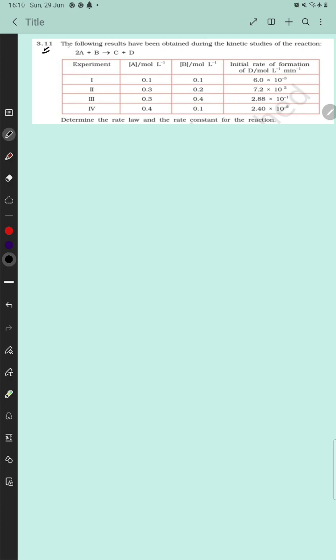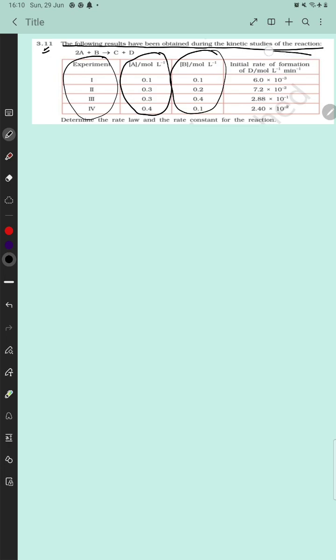The question says the following results have been obtained during the kinetic study of the reaction 2A plus B gives C and D. These are the experiments: concentration of A in mole per liter, concentration of B in mole per liter, and initial rate of formation of D in mole per liter. So what we can do is determine the rate law and the rate constant of the reaction. That is what they are asking in this question.